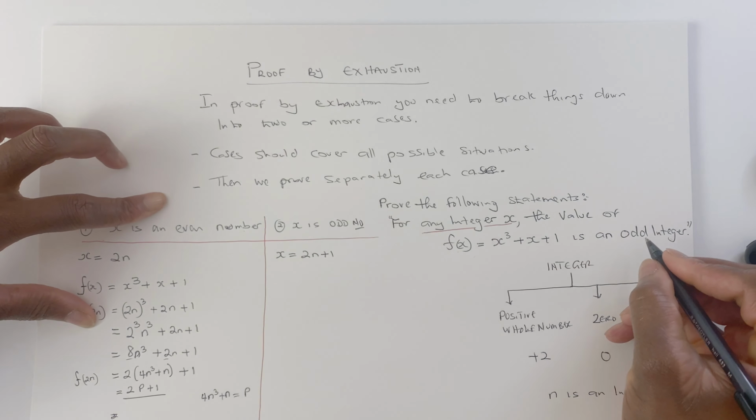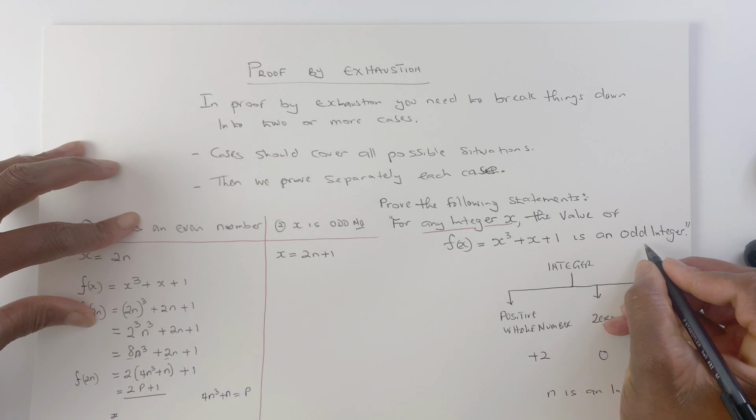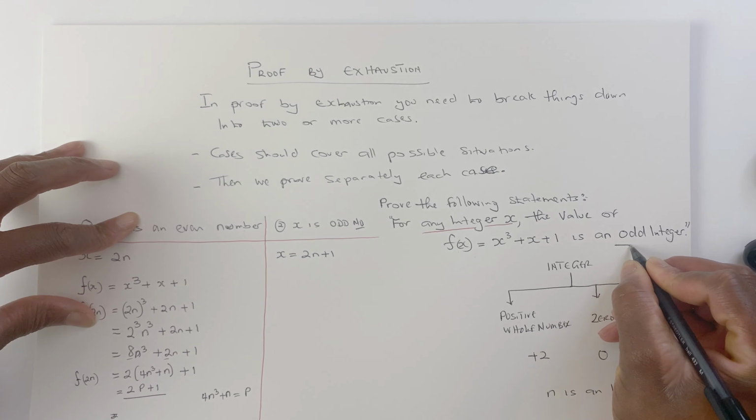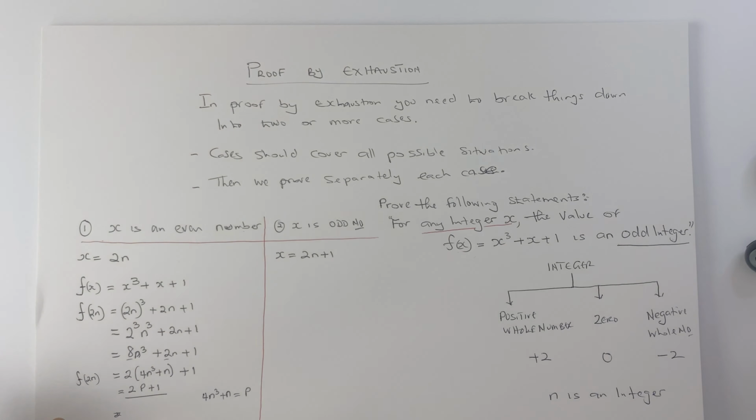So yes, in that case, for any even number x, f(x) will be an odd number. So that's true, and that's how you prove and justify that. 2p plus 1 is an odd number.